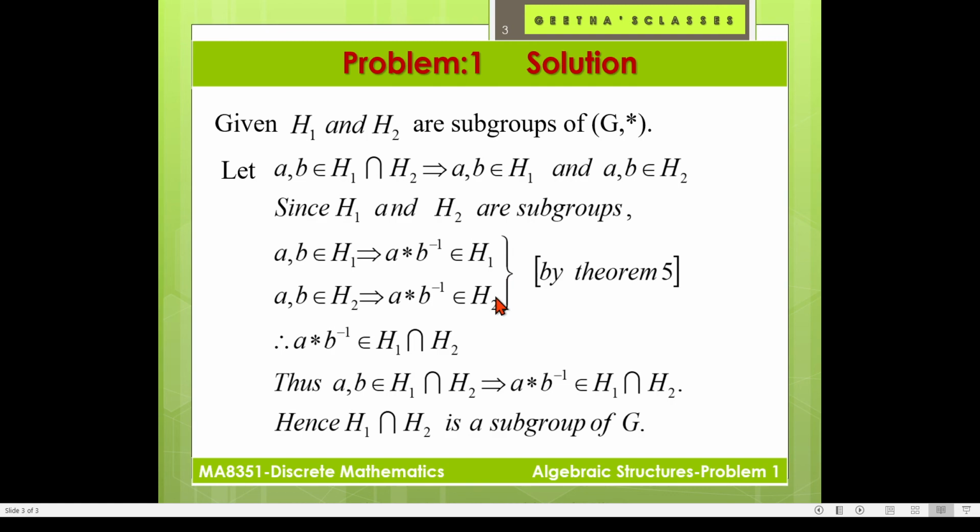And means you have to use intersection. So therefore a star b inverse belongs to H1 intersection H2. We have taken a, b belongs to H1 intersection H2, and this implies we have proved a star b inverse belongs to H1 intersection H2. So this is the subgroup definition. Therefore, H1 intersection H2 is a subgroup of the group G.